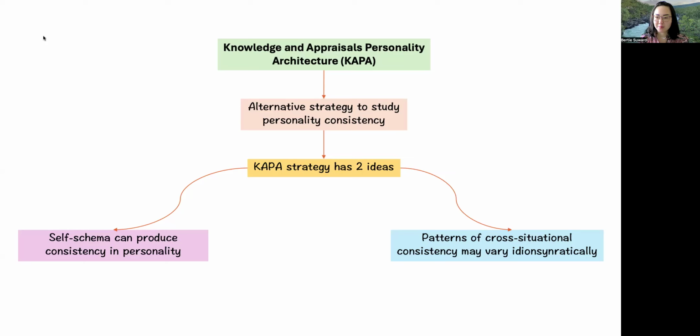The second idea is that patterns of cross-situational consistency may vary idiosyncratically. I'll repeat here. The KAPA strategy has two ideas. One, self-schema can produce consistency in personality. And the second one is that patterns of cross-situational consistency may vary idiosyncratically.